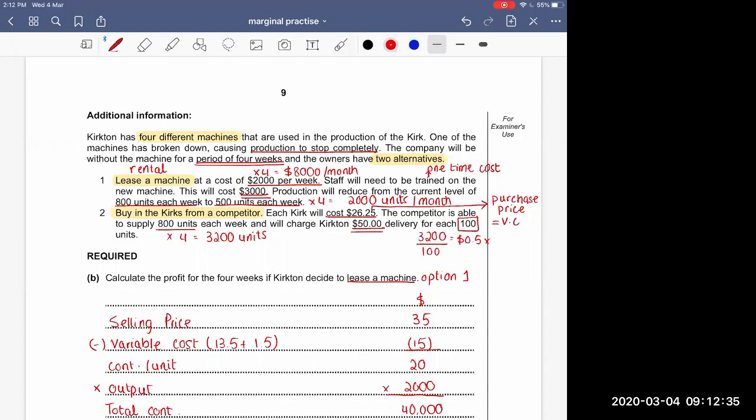Right, guys? So, option number two. Now, on the next page, the requirement is to calculate the profit for 4 weeks if Crichton decided to buy the product from a competitor. If we take this product from the competitor, what will our profit be now? You have 90 seconds now to start working on this. 90 seconds.